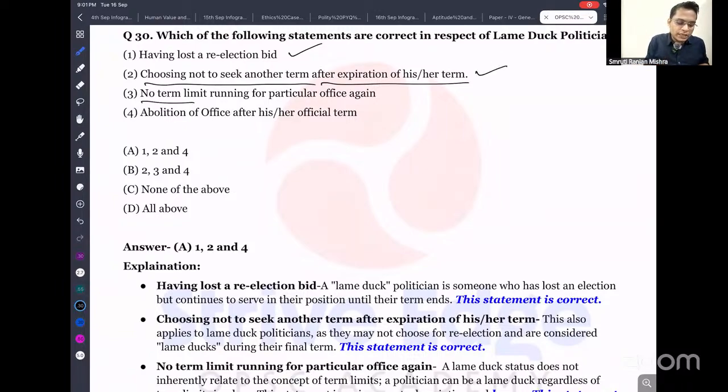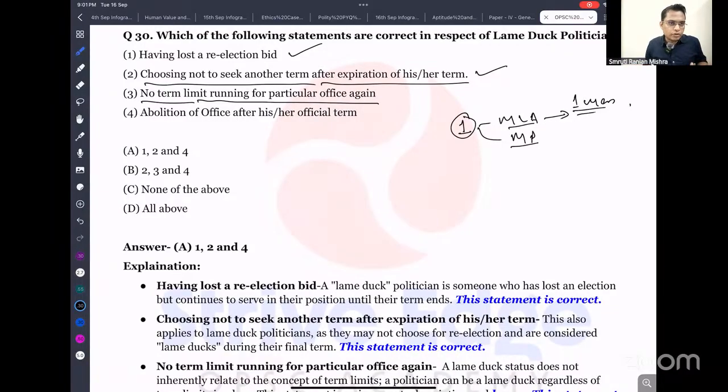So no term limit, running for a particular office again. Even if an MLA or MP can be elected only one time to a particular office, until their end, let's say the last 1 month of their duration, we can say they are also lame duck, because they are going to resign and not be re-elected. So okay, this is not associated with the next one, which is about the abolition of office of his or her term. So no term limit, so this is not satisfied. Even if there is a term limit, there is nothing related to lame duck, so this is not the answer.